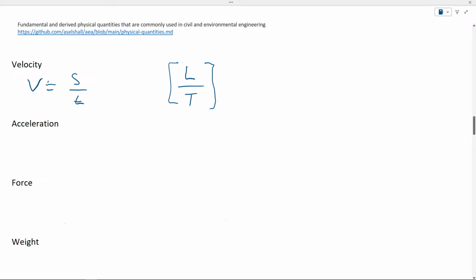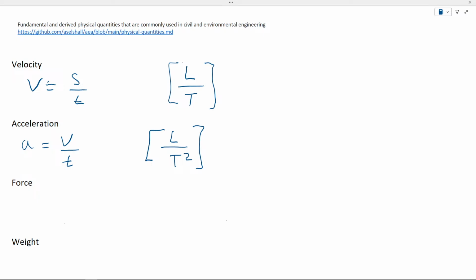Acceleration, for example, is the rate of change of velocity. So acceleration would be velocity over time. That is the unit of velocity over time, so basically that would be L over t squared. That would be the dimension of acceleration, length over t squared.